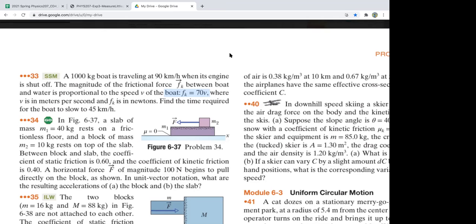So if they ask you when the boat slows down to 45 kilometers per hour, I think, for the final, I know the A is changing, starting from 90 kilometers to 45 kilometers times 70. But you have the final velocity that should be 45 kilometers. Or do other students have any different opinion?